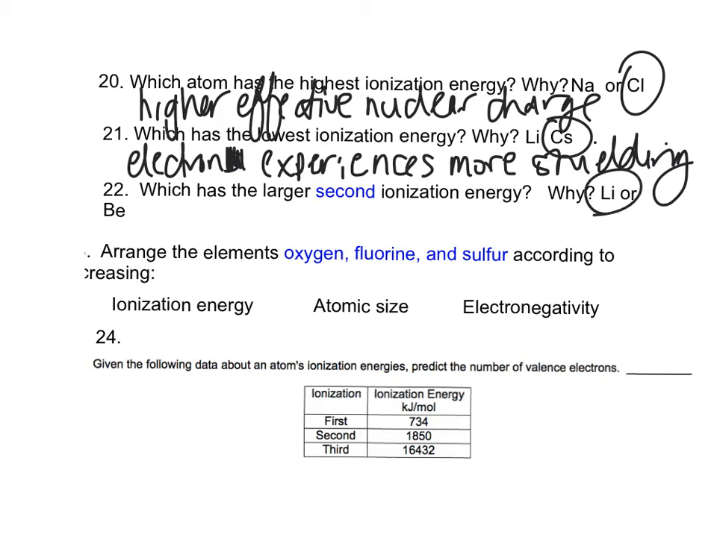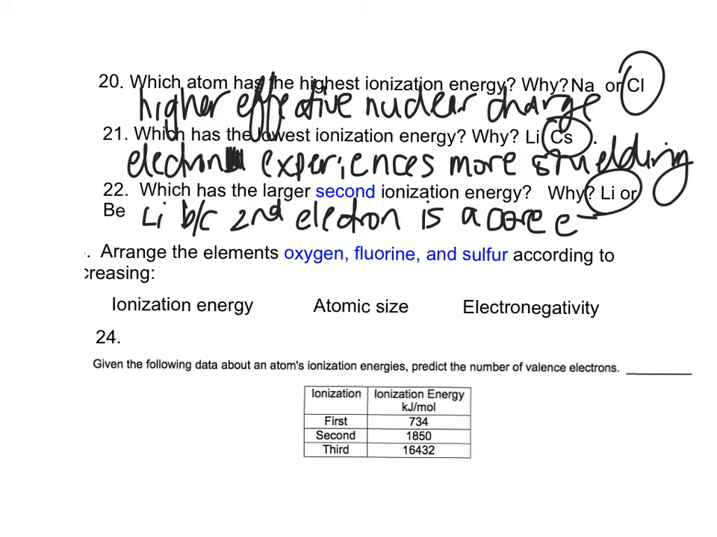Well, lithium does, right? Because lithium's a group 1, so removal of the second electron is removing a core electron. And that second electron is not going to want to go anywhere. Beryllium's second electron is still a valence electron, so that one will be a lot easier to remove.